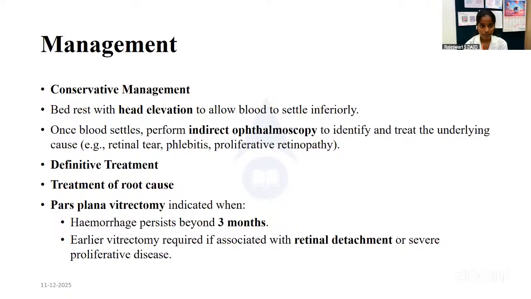Management. Conservative management: bed rest with head elevation to allow blood to settle inferiorly. Once blood settles, perform indirect ophthalmoscopy, identify and treat the underlying causes. Definitive treatment: treatment of root causes. Pars plana vitrectomy is indicated when hemorrhage stays dense. Early vitrectomy is required if associated with retinal detachment or severe proliferative disease.